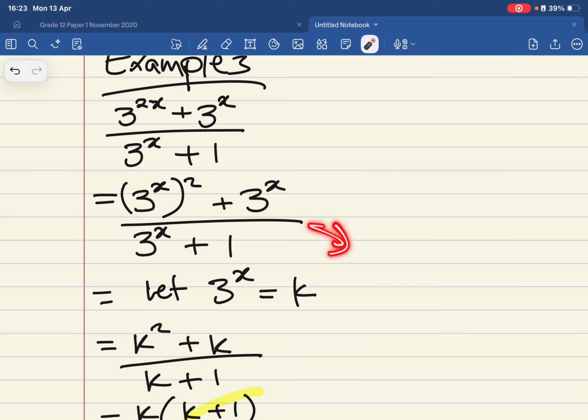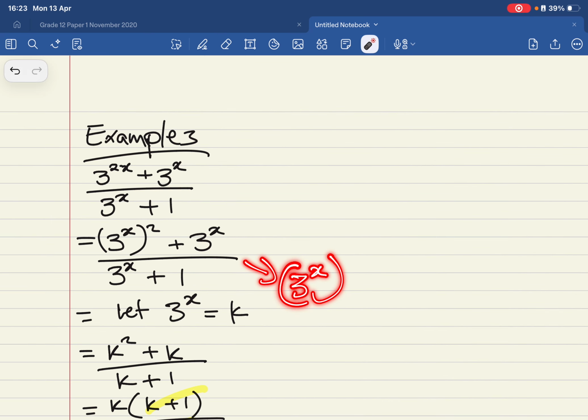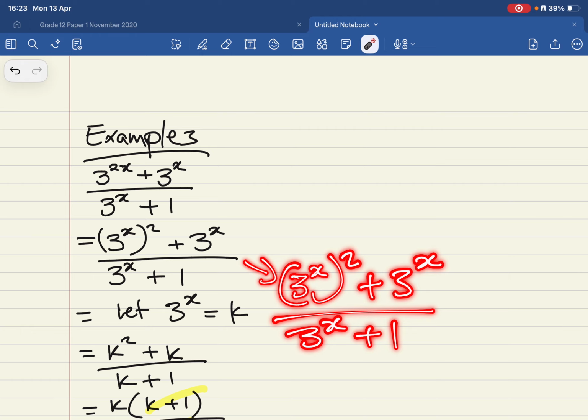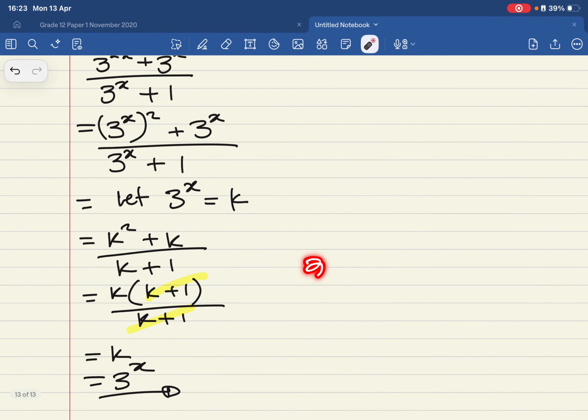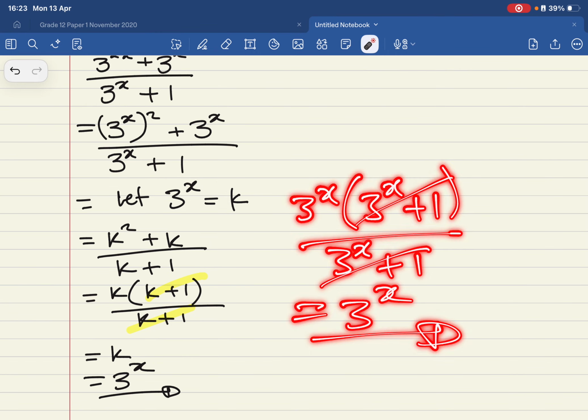If, let's say, on this one I decided to say 3 to the power of x all squared plus 3 to the power of x over 3 to the power of x plus 1, and then I take out the common factor, which is 3 to the power of x, into 3 to the power of x plus 1. It's the same as the denominator, 3 to the power of x plus 1, and I'm left with 3 to the power of x. Then this becomes my final answer.